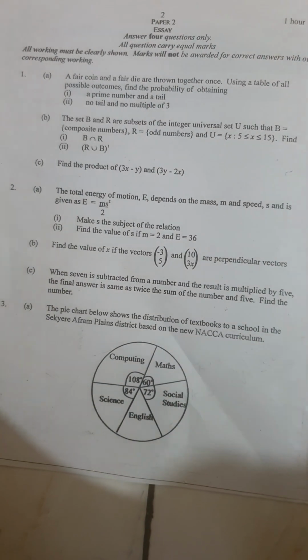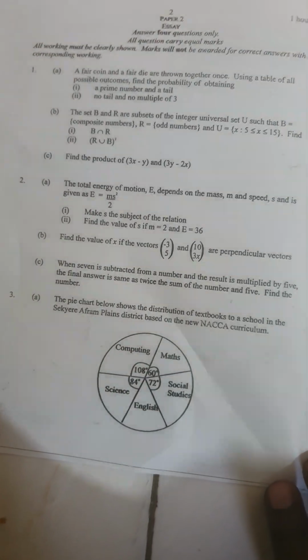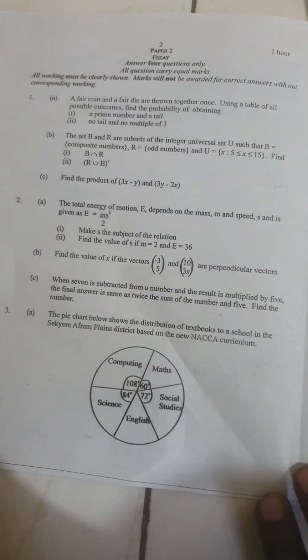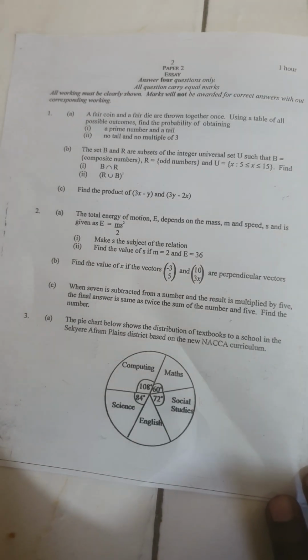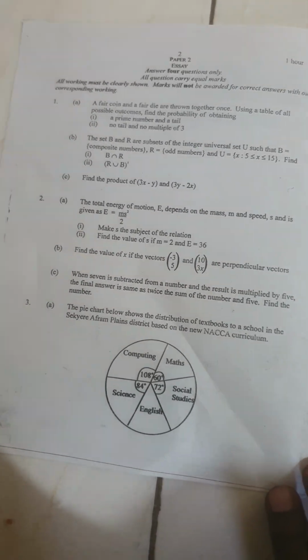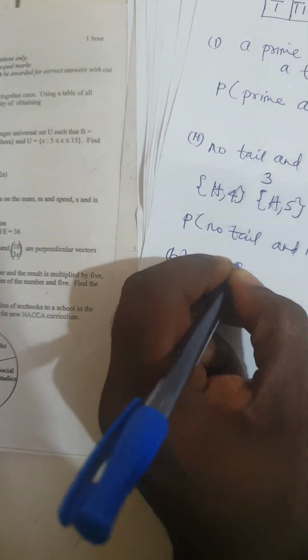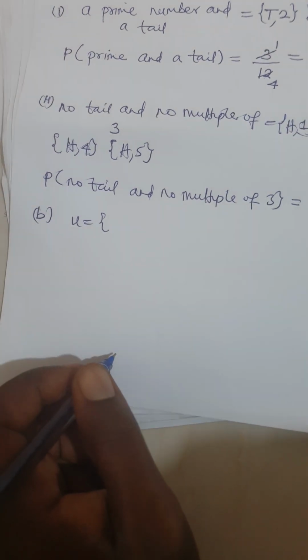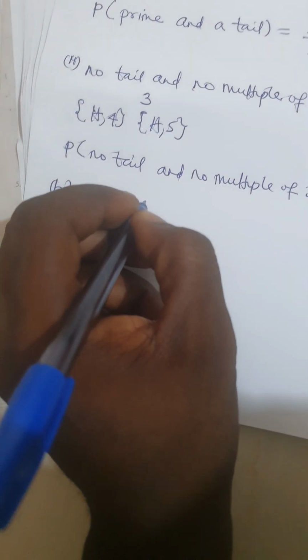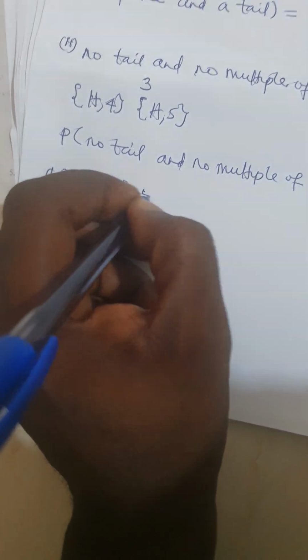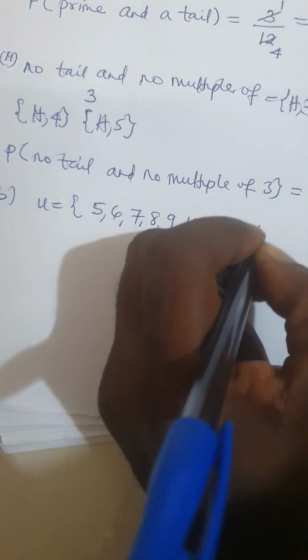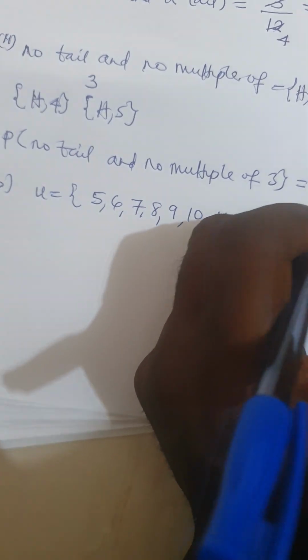The sets B and R are subsets of the integer universal set U, such that B is composite numbers, R is odd numbers, and U is the set of X such that 5 is less than or equal to X, less than or equal to 15. First, let's list the elements of set U. 5 is the first, then 6, and we are saying the numbers should also be less than or equal to 15. So we end at 15.